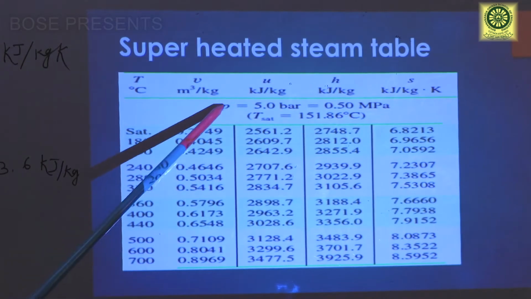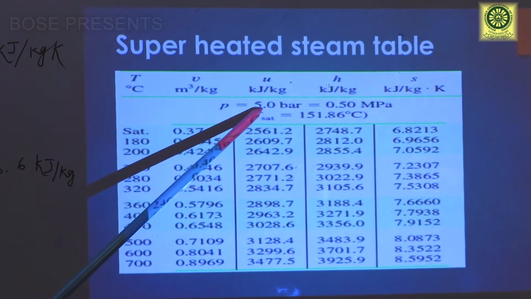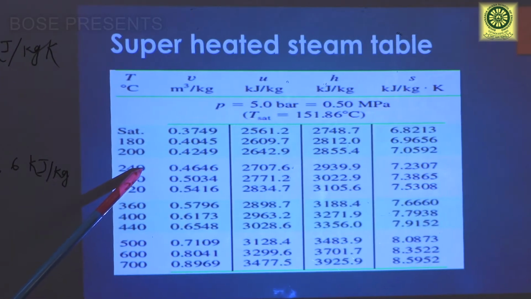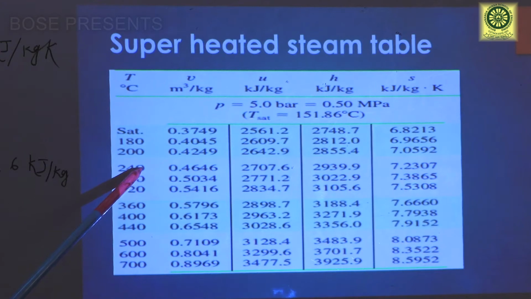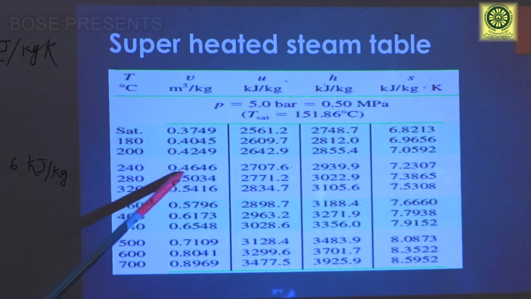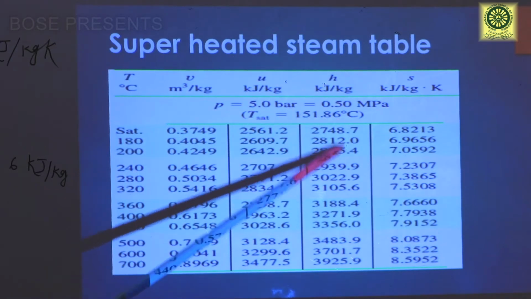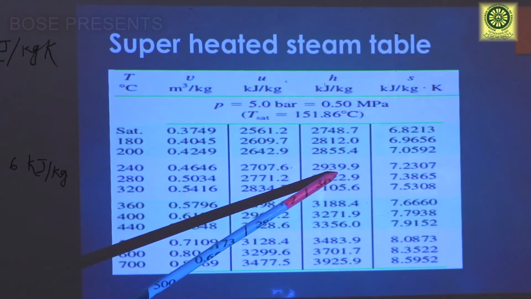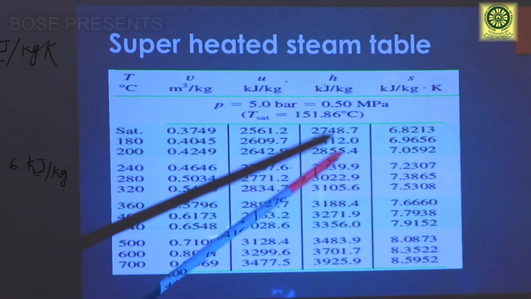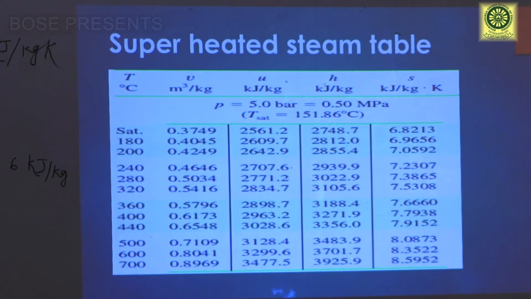So suppose I want to find out, for 10 bar pressure and 240 degree temperature, what will be my condition, what will be my enthalpy. Pressure is here and 240 degree temperature is here. So this one is enthalpy, and this will be my value: 2939.9 kilojoule per kg. Like that you can find out the values from the steam table.